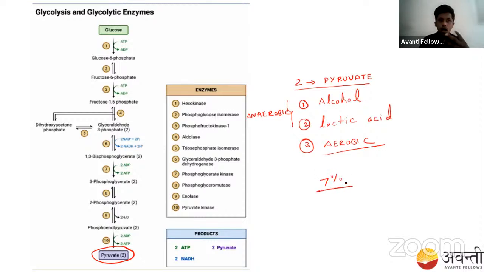That means it is not giving the high energy yield. It is a low energy yield process. Whereas in aerobic respiration, the energy yield, that means the output of the energy, is very, very high. Okay. So today it's our job to understand aerobic respiration.